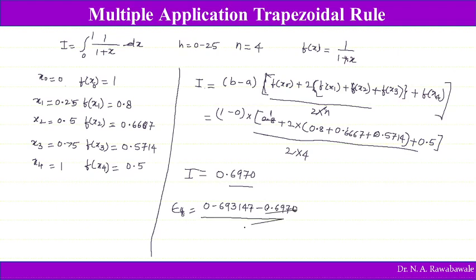Whole divided by true value is 0.693147 into 100. So this works out as 0.693147 minus 0.6970 divided by 0.693147 into 100. So this error works out to be 0.55%.